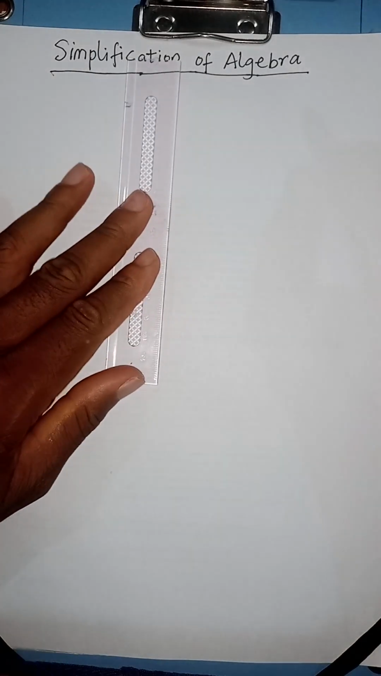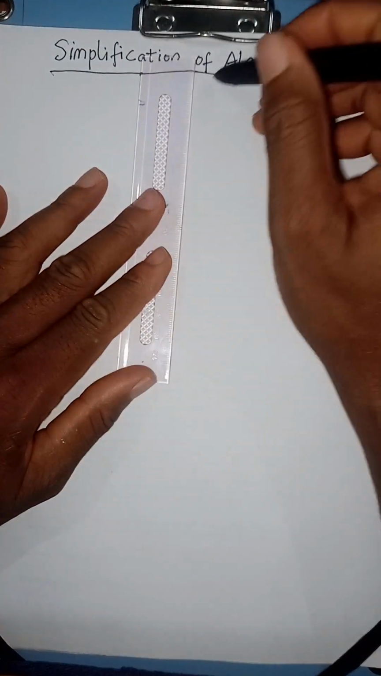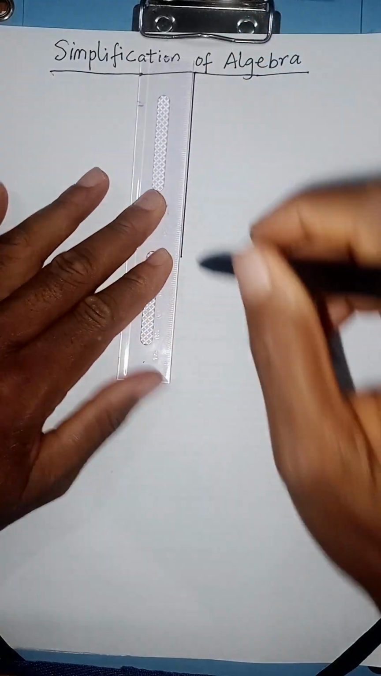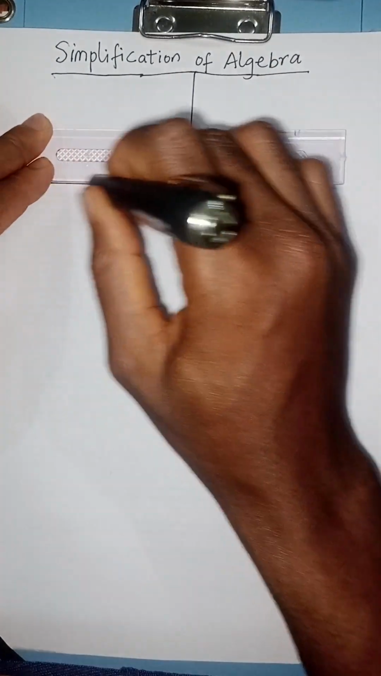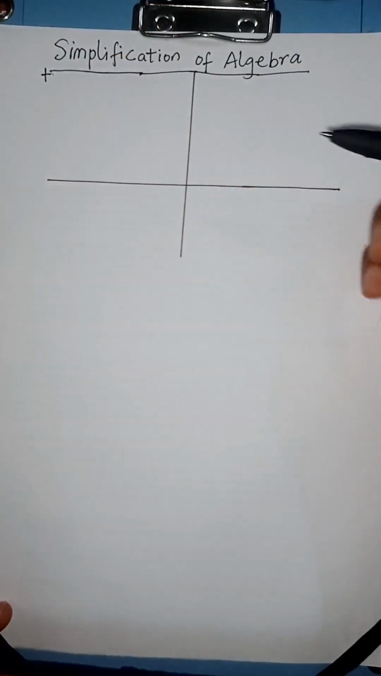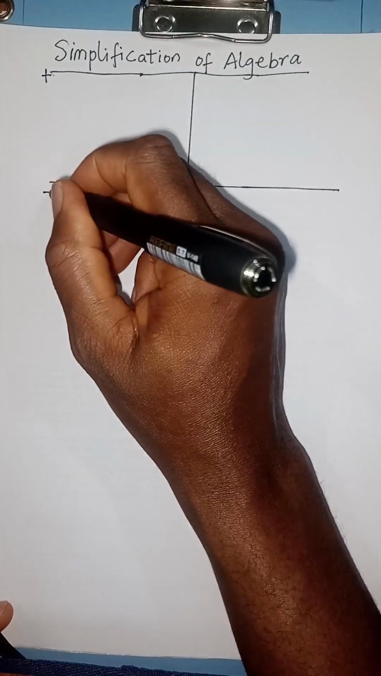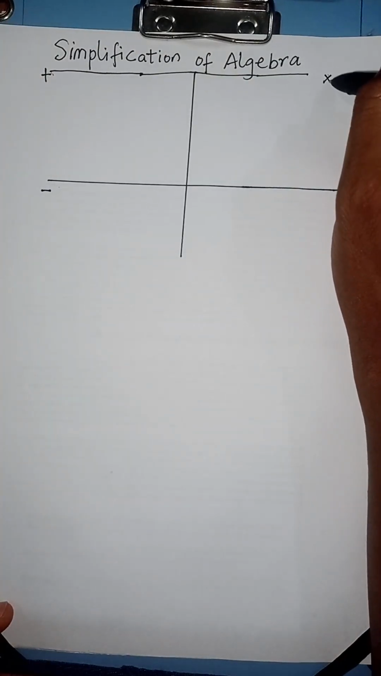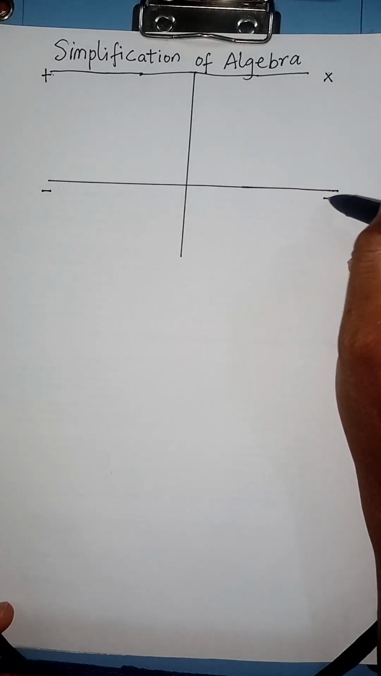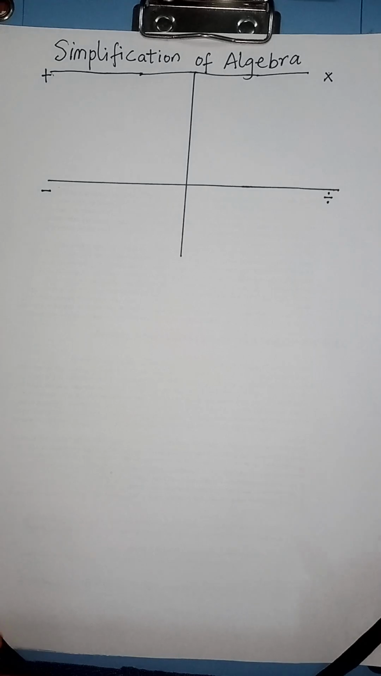I'm going to divide my working environment into four because we're looking at the four basic operations. So let me call this addition, this quadrant subtraction, this quadrant will be multiplication, and lastly this quadrant will be division. So let's start with addition.